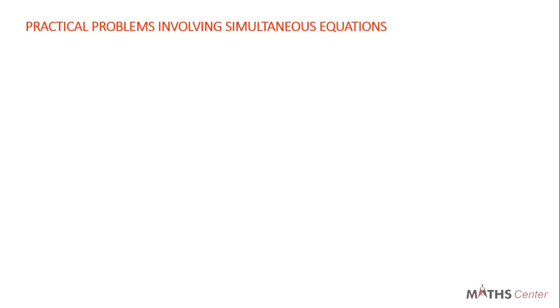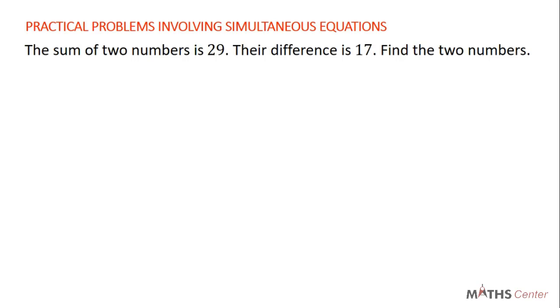So, we are going to tackle some practical problems involving simultaneous equations. Our question for this video is: the sum of two numbers is 29. Their difference is 17. Find the two numbers. Now, when you are given a question like this, you first have to identify the quantity that the question wants you to find. Here, we are being told to find some two numbers. So that is the main aim of what we are going to do, to find those two numbers.